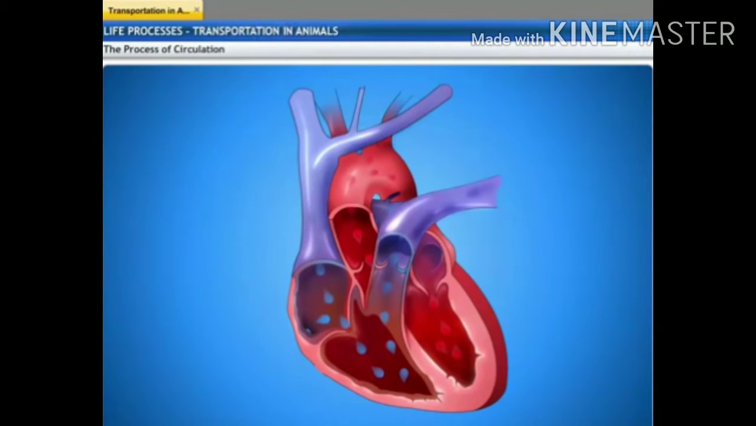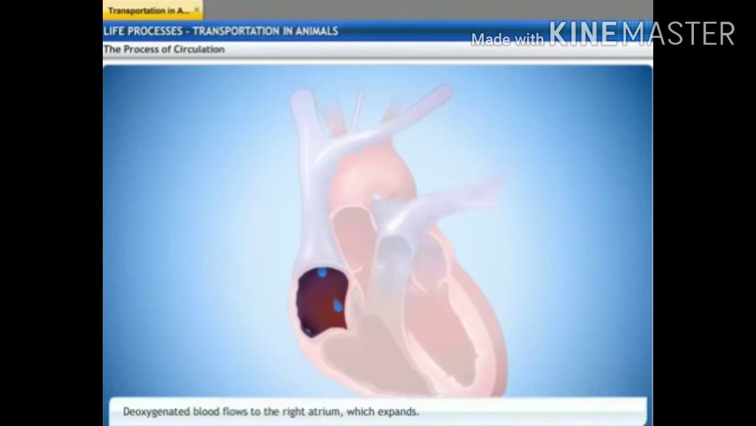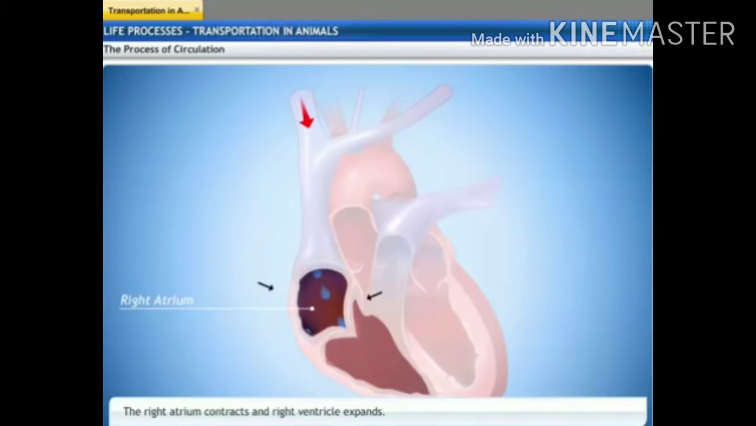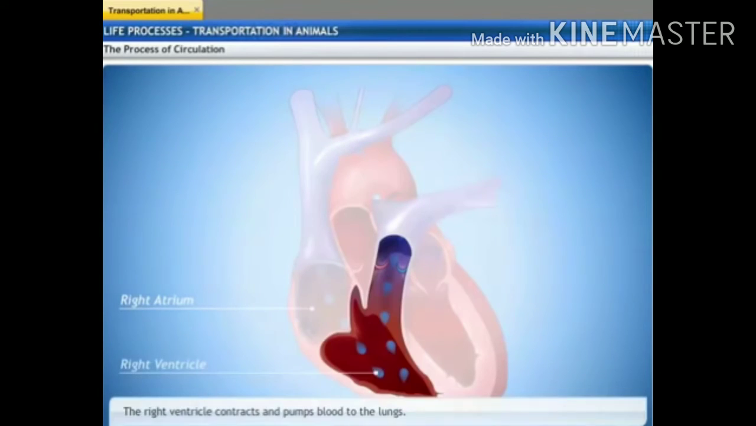Let's take a look at how the heart works in detail. Deoxygenated blood flows from the body to the right atrium of the heart, which expands to collect blood. The right atrium then contracts, and at the same time, the right ventricle dilates. This transfers blood to the right ventricle. The right ventricle, in turn, contracts and pumps the blood to the lungs for oxygenation.